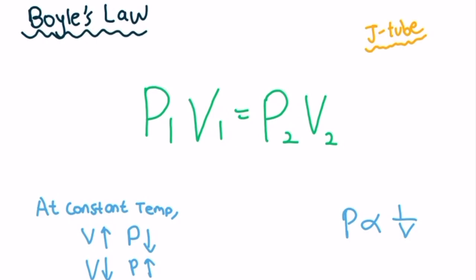Okay, that's the law. But why does this occur, right? It can actually be explained by the kinetic molecular theory of gases. So as you decrease the volume, the frequency of the collisions between particles increases, right? Because you have less space. So this causes pressure to increase, since pressure is the force of the particles on the container wall.